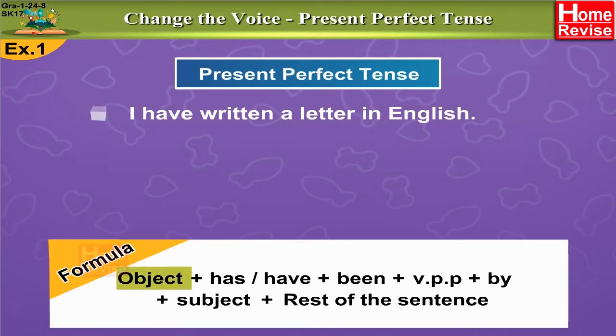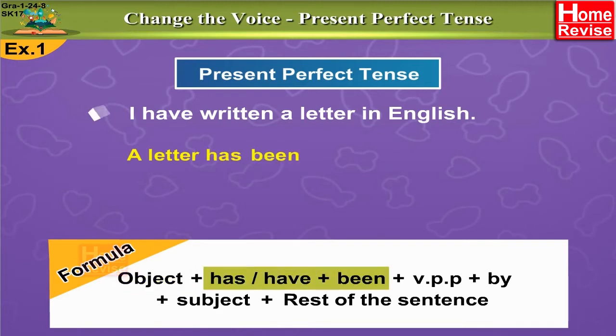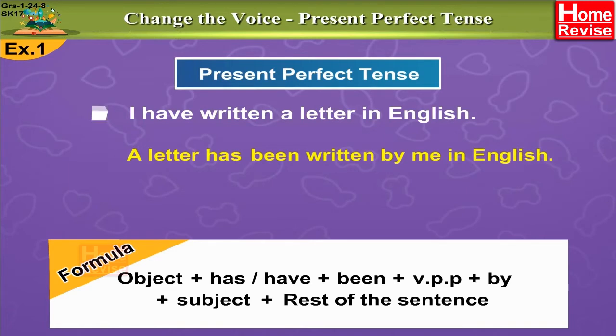So according to the formula, our sentence must begin with the object. Which is the object? A letter. A letter has been written. We have used has here because a letter is singular. So we have used has. Been written denotes the passive voice in the perfect tense. By me in English. So your answer is a letter has been written by me in English.